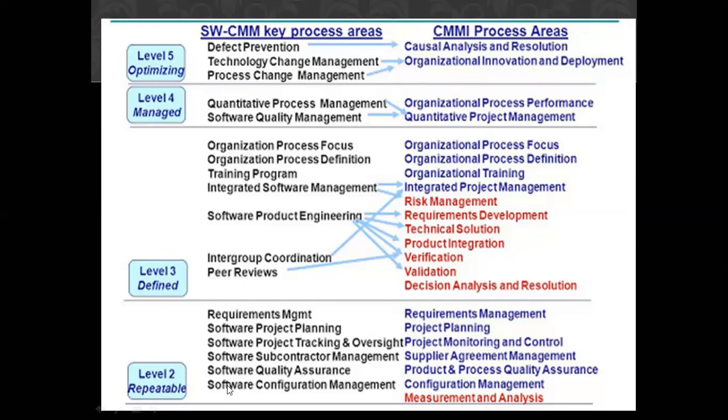So here the requirement management, project planning, project monitoring and control, subcontract, the third party agreement that we have just discussed, and quality assurance, these were the same. Just in CMMI they came with a little bit different name. That was the only difference, supplier agreement management. And this red one is showing the new one added on in CMMI, measurement and analysis.